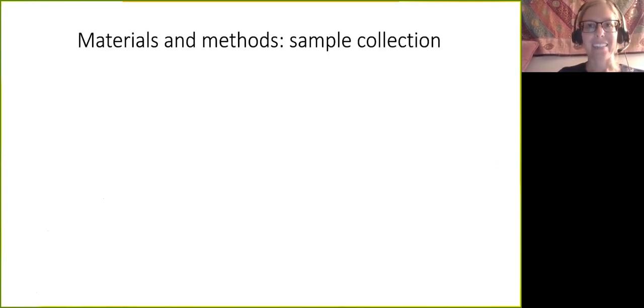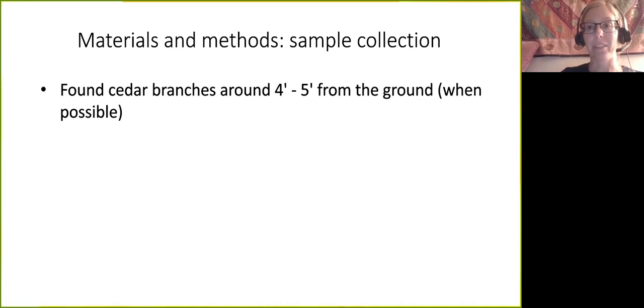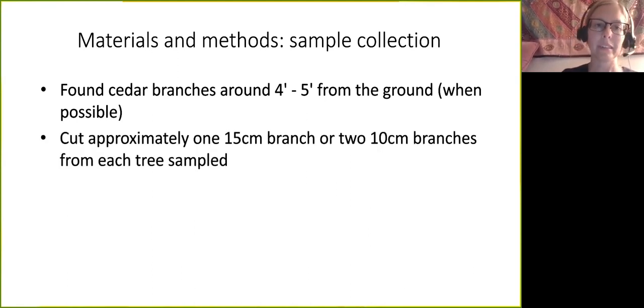So I had to collect some samples. When I was doing that, I collected cedars roughly 4 to 5 feet from the ground. There were definitely times when that wasn't possible. In Cedar Creek, the trees were much taller, and the leaves were much higher than that. So I had to reach up and grab those, and some I went a little lower to the ground.